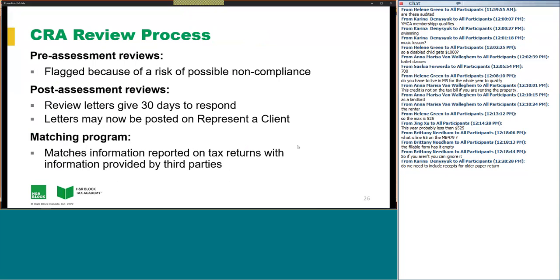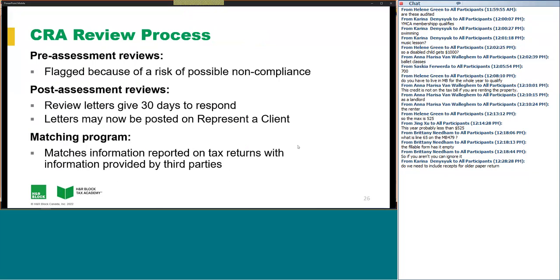I'm going to talk about these in the opposite order. So the matching program applies to everything, when we do an electronic filing or when we do a paper filing. The return gets entered into the computer. The CRA has an automatic matching program. It will match what you've submitted to the receipts and slips they have on file. If they have a slip that doesn't match what we put and it's income related, they will very helpfully add the income on for you.